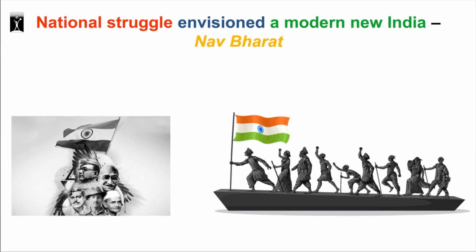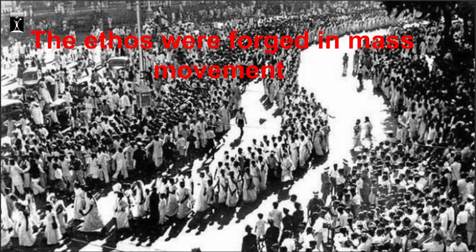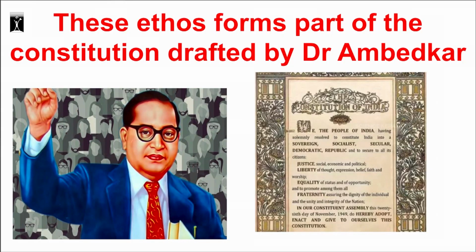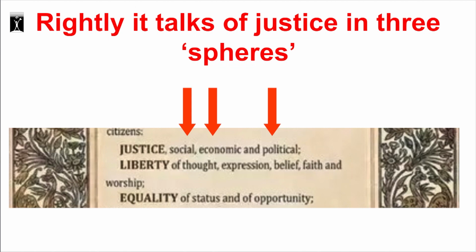National struggle during the colonial period, we envisaged a modern new India, a Nav Bharat. That ethos was forged in the mass movement of the national struggle, and key elements of this ethos form part of the Constitution, which Dr. Sandhya also mentioned here. If you look very clearly, it talks about justice in three spheres: social, economic, and political. Not just political or social, but also economic. So all three have been talked about in this Constitution.